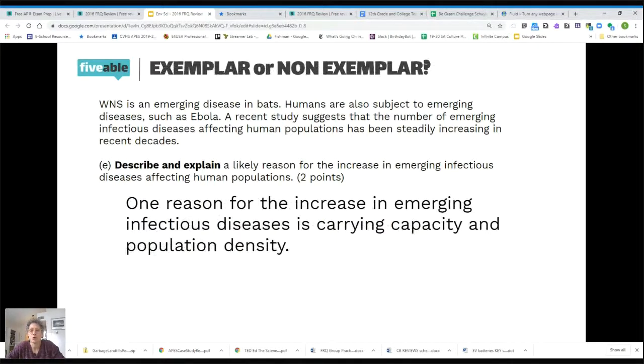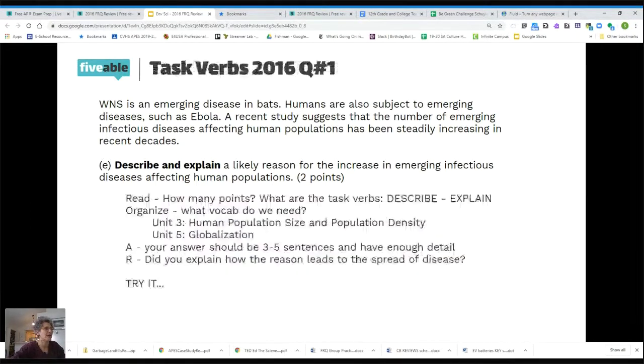Oh, and Dakota's asking what the O and the A stand for. Hold on, I'll go back. I wouldn't let it slow you down if you can't remember it. O stands for organize. Organize meaning before you put things together in an answer, you're trying to get to your content and you're trying to get to your task verbs to get all your raw material.